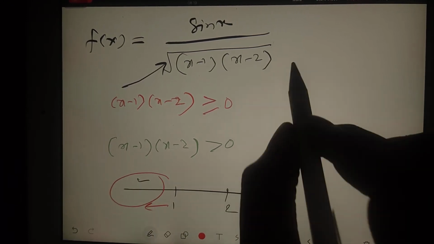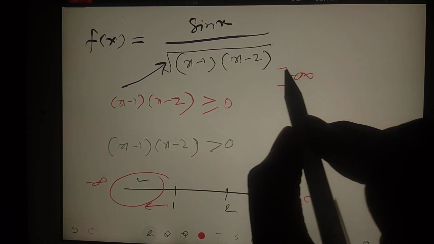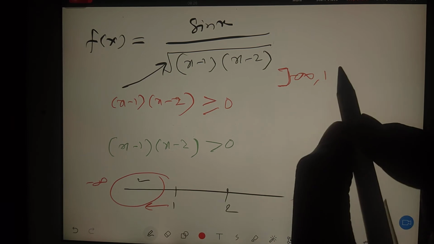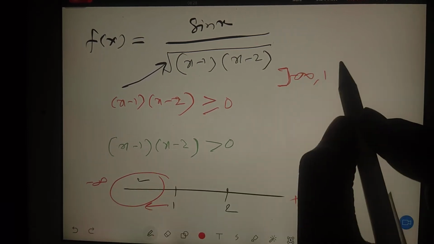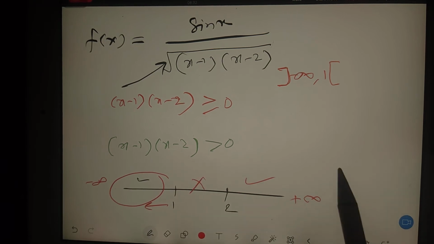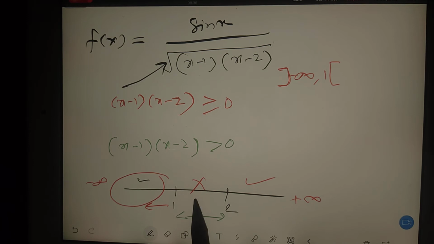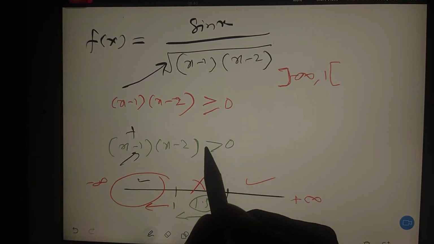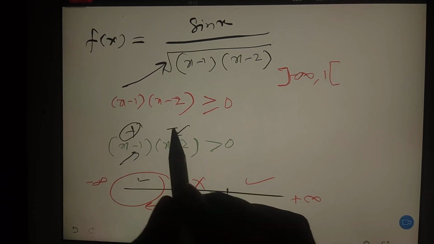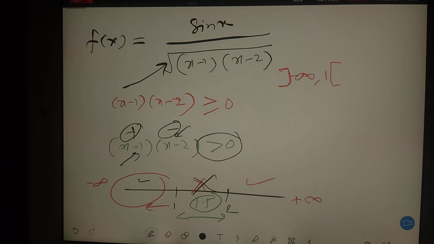So this set means what? From minus infinity, because this side is minus infinity and this is plus infinity, so the open interval minus infinity comma 1. So this set is valid. Between 1 and 2 you can check by choosing any number, suppose 1.5. Substituting here, this gives a positive answer, but here you get a negative answer. So positive into negative, more than 0? No, less than 0. So that's why this interval you cannot choose.